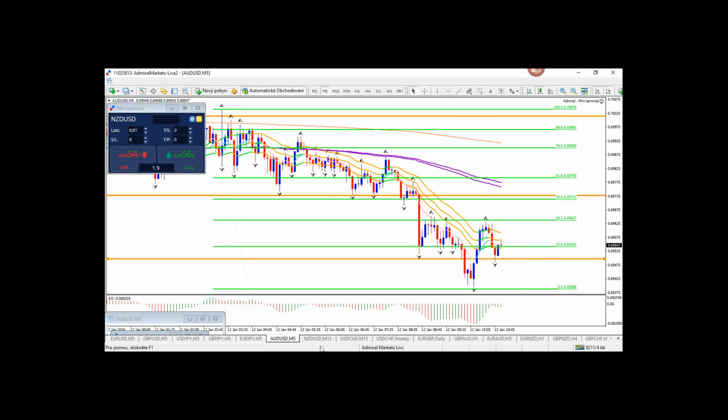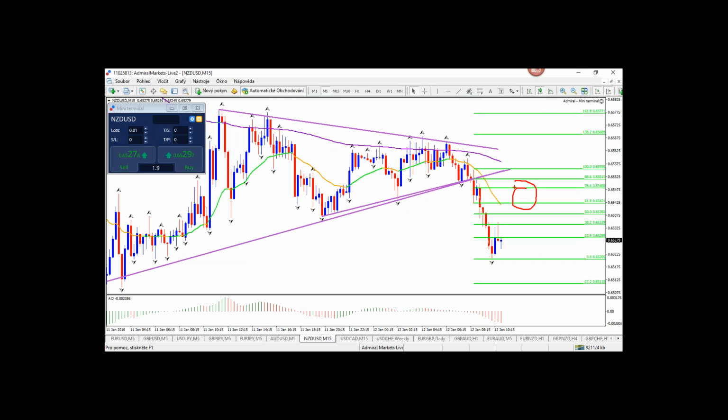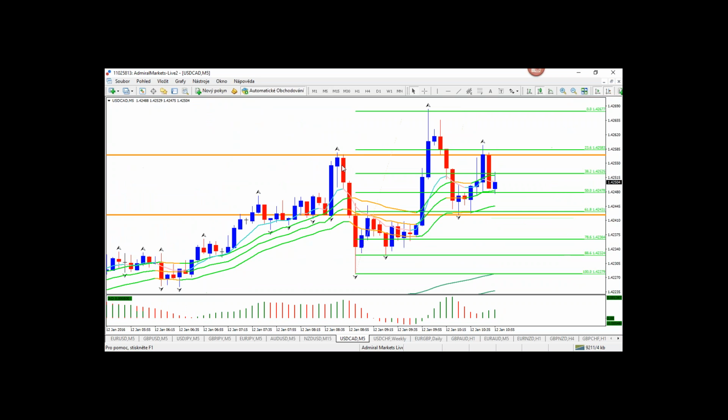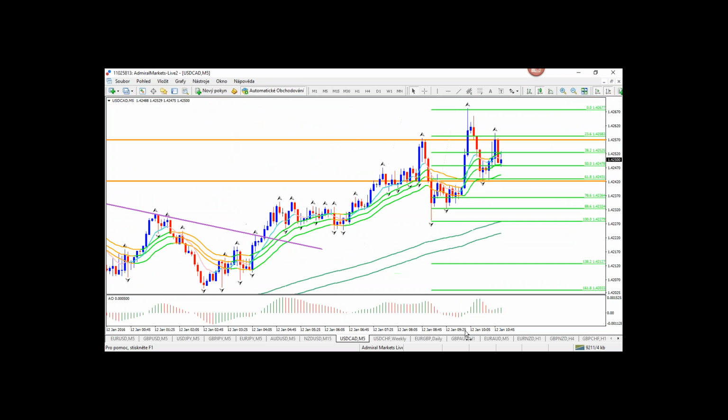Kiwi looking for the pullback at this fib. That hasn't happened yet. Dollar CAD. Now we got a fractal in play. That could be a breakout level. Or if price gets lower, those could be breakouts.